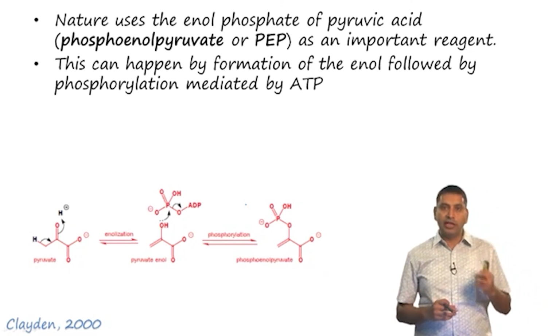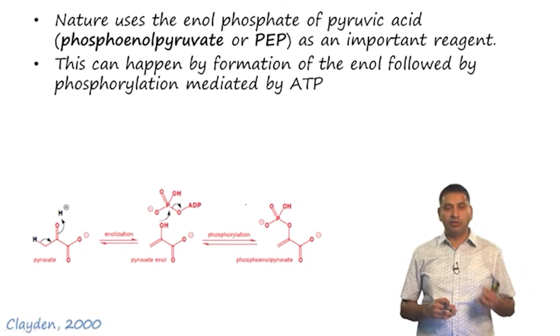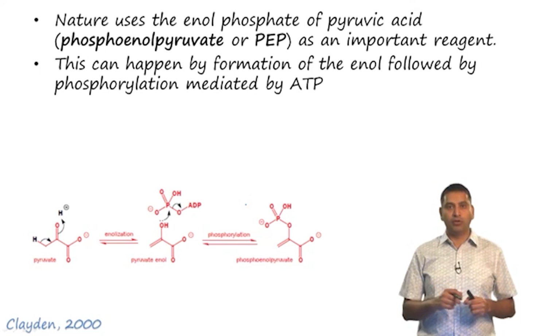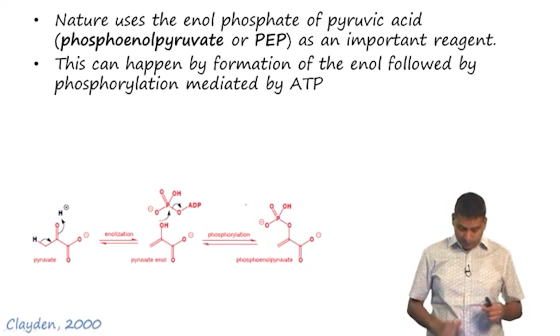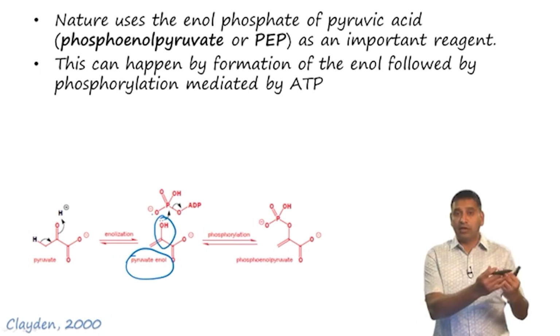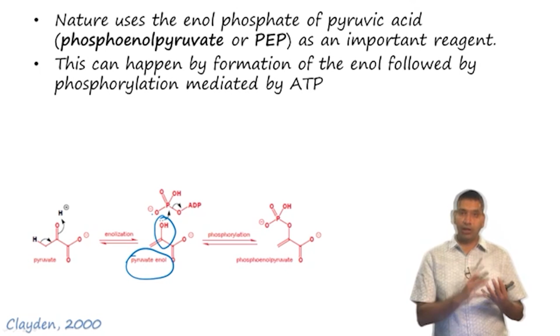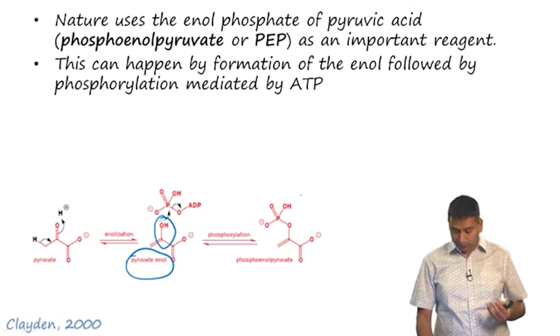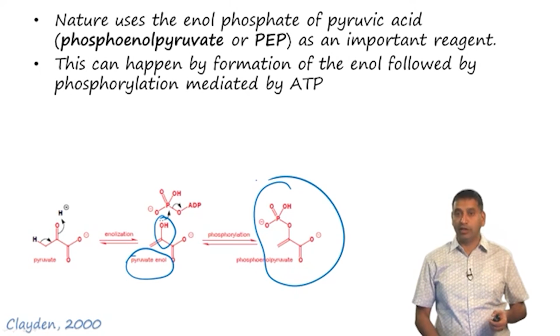Nature uses the enol phosphate of pyruvic acid, which is phosphoenol pyruvate or PEP, as an important reagent. This can happen by formation of the enol followed by phosphorylation, which is mediated by ATP. So, here is the enol of pyruvate, and since this is an enol, we have already looked at phosphorylation reactions which can occur on OH sites, and so this phosphorylation mediated by ATP is going to give me phosphoenol pyruvate.